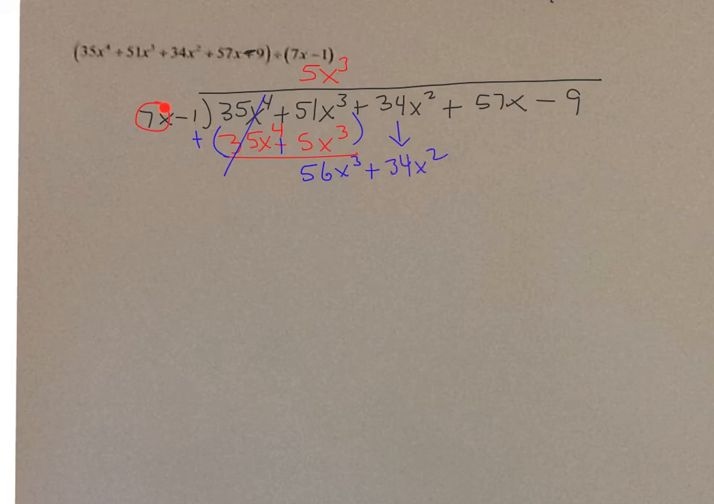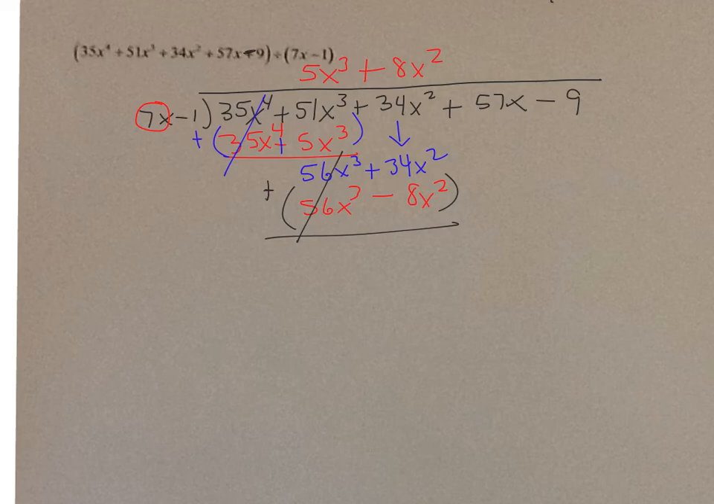All right, so we need 7x times what is 56x to the 3rd. So I need positive 8x squared. Multiply down. So we get negative 8x squared and 56x to the 3rd. Subtract them. They cancel. So 34x squared plus positive 8x squared is going to be positive 42x squared. Bring down the next term, which is positive 57x. All right, so now 7x times what is 42x squared? That would be 6x.